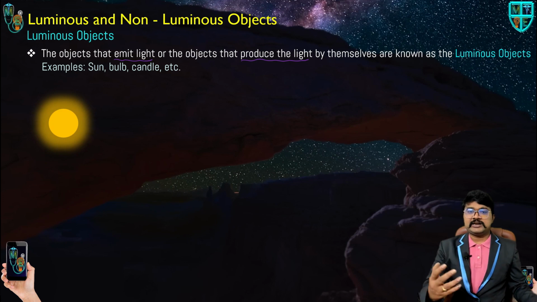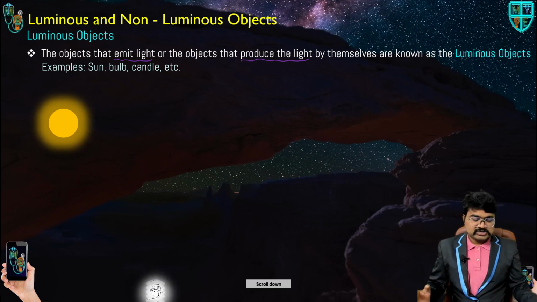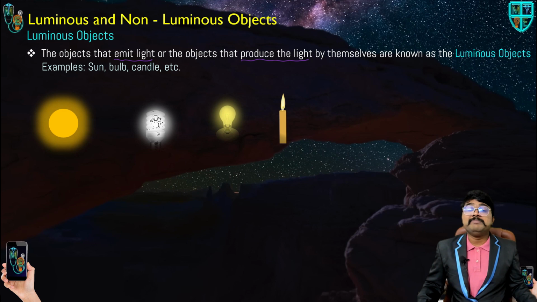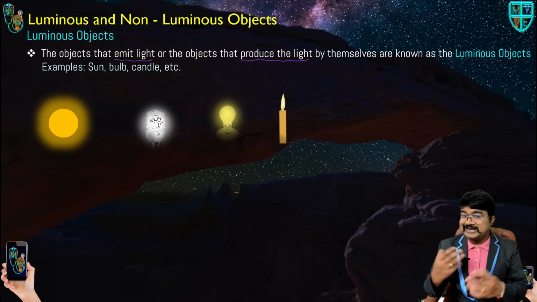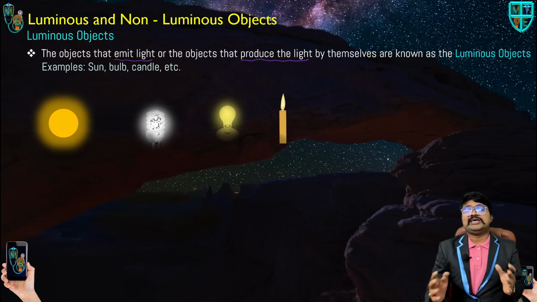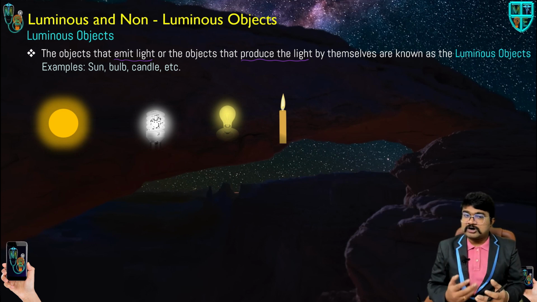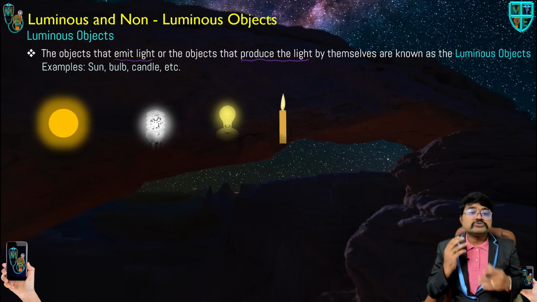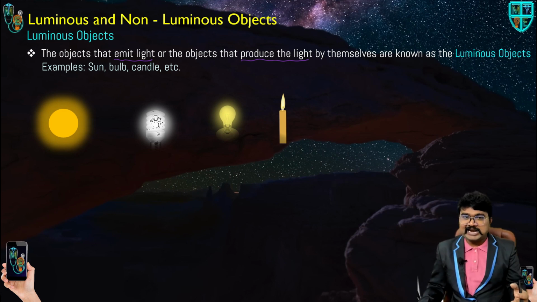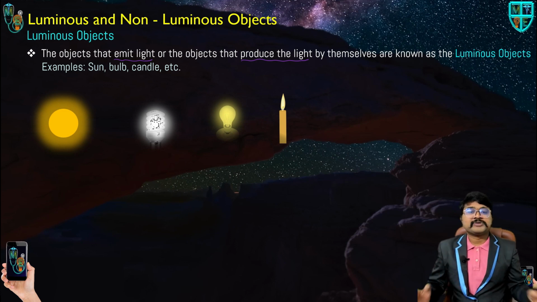For example, we have the sun. The sun produces light. This bulb emits light. Bulb and candle, these are all emitting light. Understood now? Light is a form of energy. It is emitted by the luminous objects, or else they can produce the light. In both cases, we can call those objects luminous objects. I repeat, luminous objects are the objects which emit light or produce light themselves. You can see the sun, bulb, and candle emit light. That is why we call the sun, bulb, and candle luminous objects.